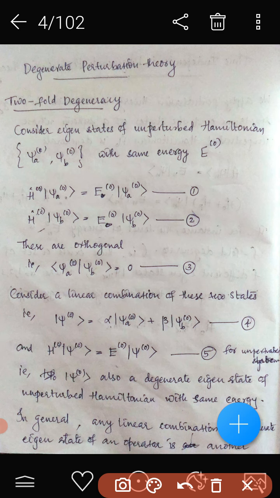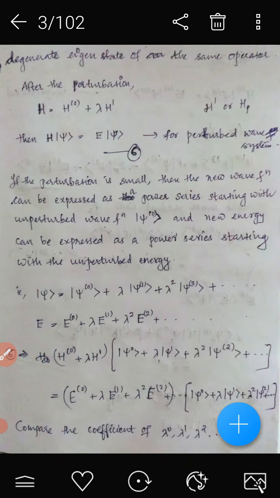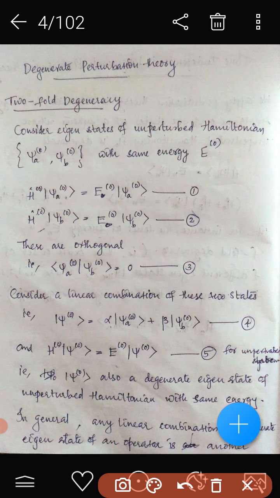In the previous class, when we discussed non-degenerate perturbation theory, I used E0 and psi 0 like this. Anyway, you can use E0 or this notation as you like. Then when H0, the unperturbed Hamiltonian, acts on this state, we get E0 with the same state, psi_a^0. That is equation number 1.